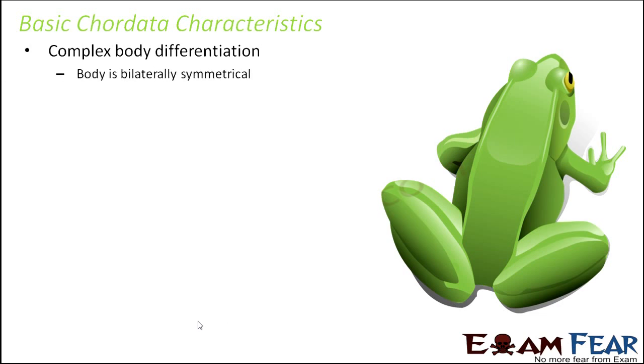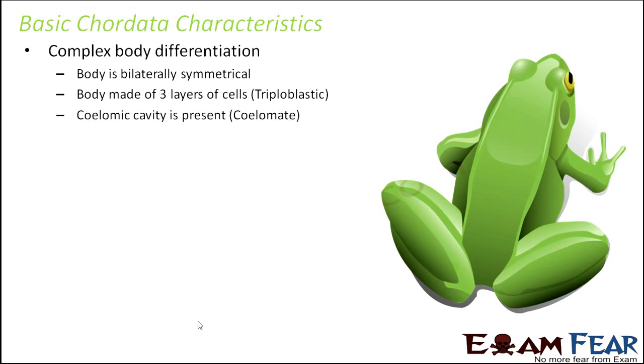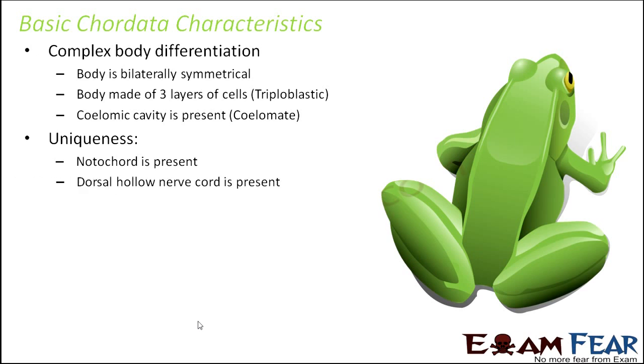Body is bilaterally symmetrical. Again, if you divide it in between, you get two symmetrical halves. Body made up of 3 layers of cells, that is triploblastic. So they also have ecto, endo and mesoderm. Coelomic cavity is present, so body cavity is present, so they are coelomate. Some uniqueness: notochord is present, so that is a special thing because of which all these animals fall under chordata, due to the presence of a notochord.